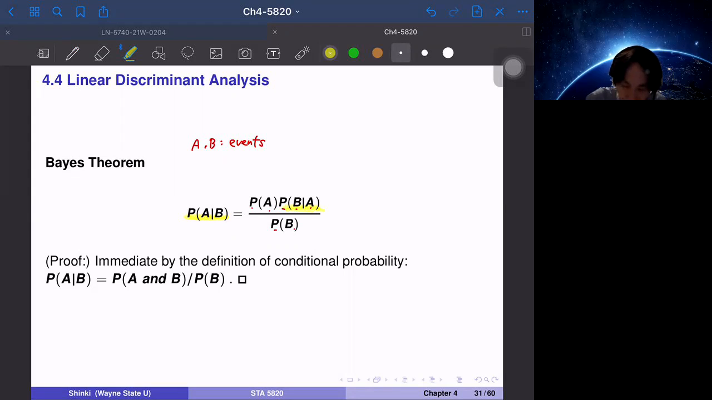The proof is clear if we multiply P of B on both sides, then you can see each side is just the probability of A intersection B. That is the definition of conditional probability. And on the other side, A and B just flip, so it's still the probability of maybe B intersection A, I would say, but that is the same as this.